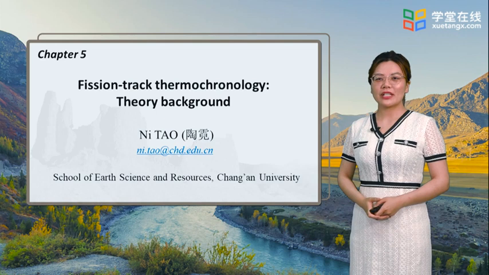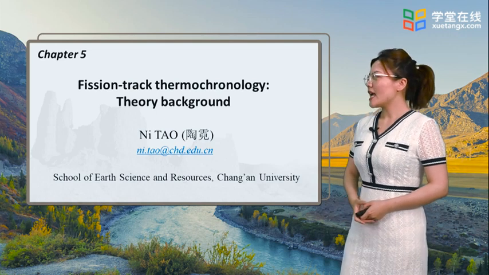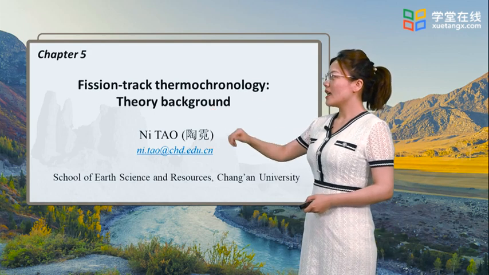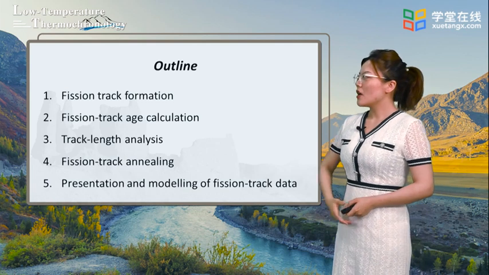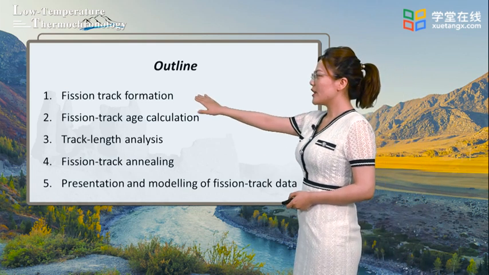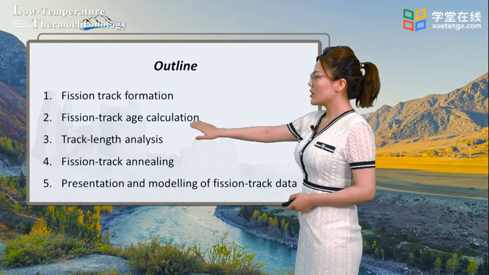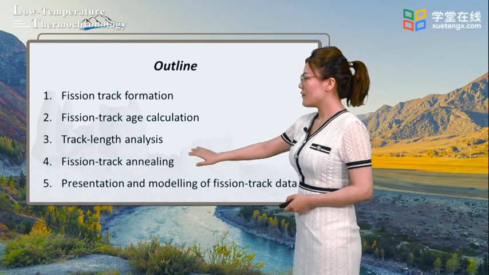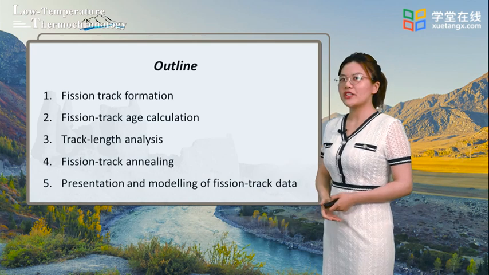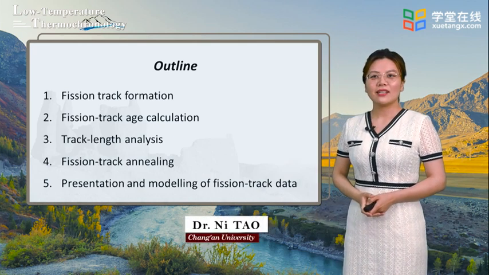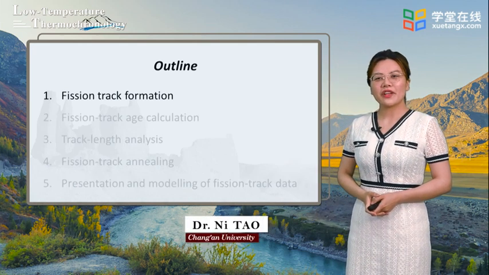Today we'll be learning Chapter 5, Fission track thermochronology, especially its theory background. In this chapter, we have 5 sections including fission track formation, fission track age calculation, track length analysis, fission track annealing, and presentation and modeling of fission track data. Now, let's start with Section 1, Fission track formation.